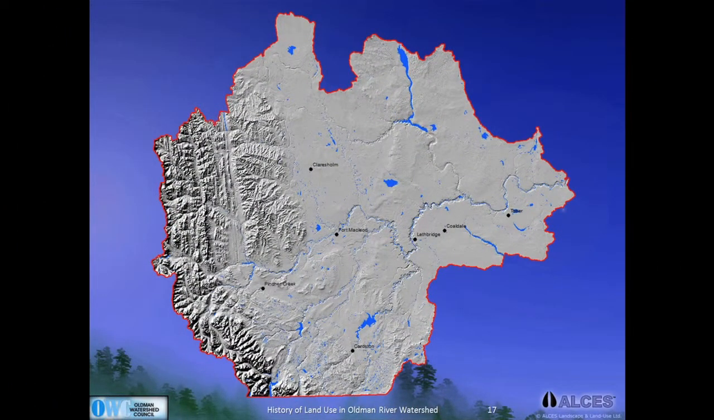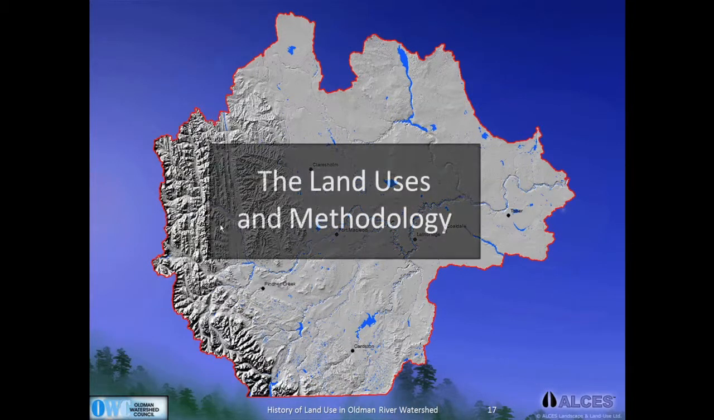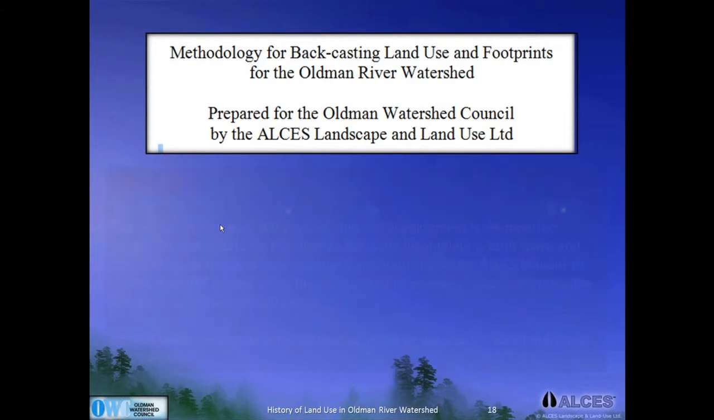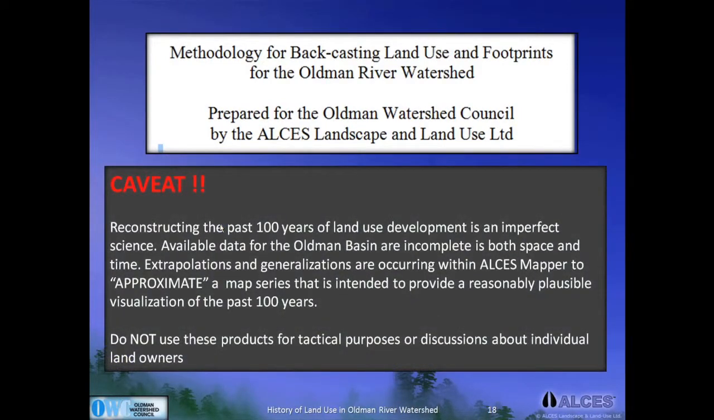Let's very briefly describe the methodology as used in this study. Now, first, a key caveat. Reconstructing the past 100 years of land use development is certainly an imperfect science. Available data for the Oldman Basin is incomplete in both space and time. We're using extrapolations and generalizations in the ALCES and ALCES Mapper model to approximate the arrival of various land use footprints based on existing time-stamped data.